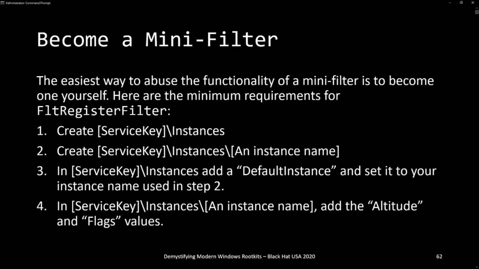The easiest way to abuse functionality of a mini filter is to become one yourself. Here's the minimum requirements for FLT register filter. First, you create an instances key under the service key. Then under the instances key, you create an instance name key. This can be any name you'd like. You'll use this name for step 3 when you create a default instance value under the instances key, and you set the string value to the name you used in step 2. And finally, in step 4, under the instance name key, we'll add the altitude and flags values.